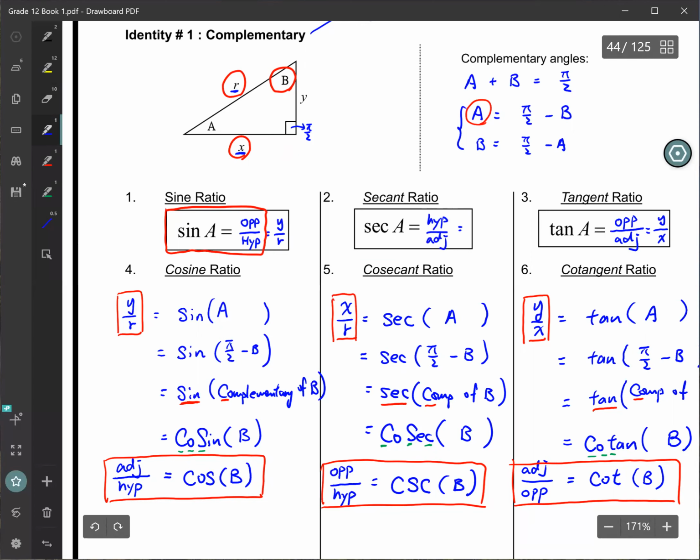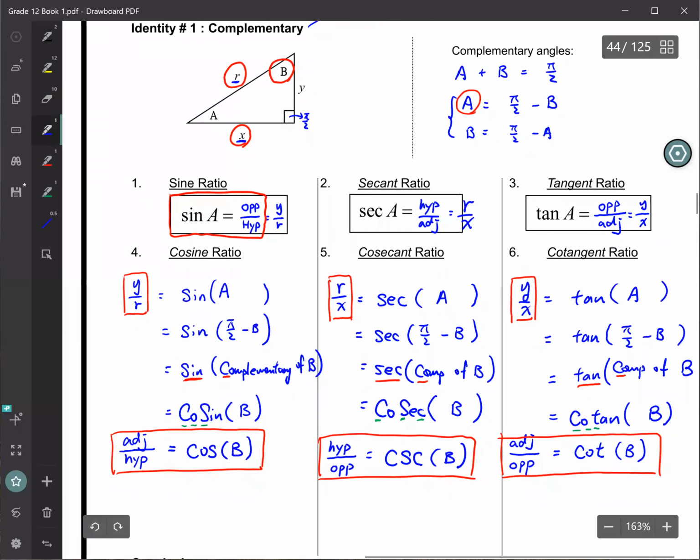Because we already have adjacent over hypotenuse for cosine, right? We want a new one. So it'll be r over x, okay? So that needs to be fixed here. R over x, the rest are the same, okay? Just the name underneath will be different, upside down. So it'll be hypotenuse over opposite. Okay, double check, okay? Make sure you got the same correct names. Okay, sorry about that, right? Didn't see that it's the same, right?